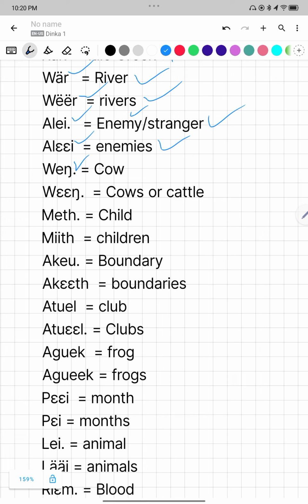Wing means cow. Wang means cows or cattle. Mip means child. Mip means children.